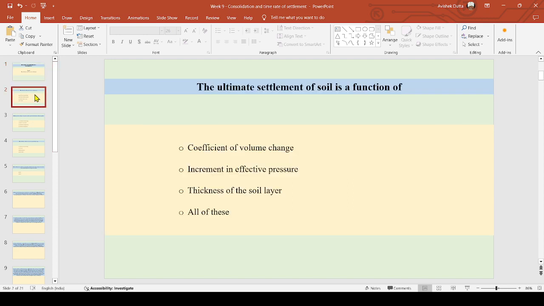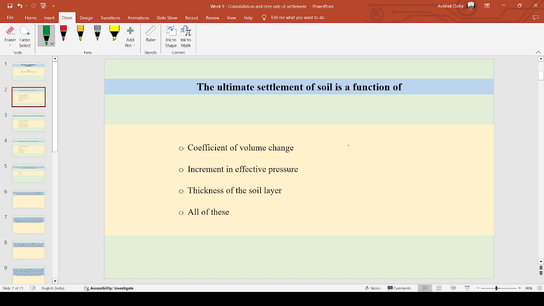The first question was: the ultimate settlement of soil is a function of what? The answer is all of these. Why? If I write the formula, the ultimate settlement, rho f, is mv del sigma h. So mv is the coefficient of volume change, del sigma is the increment in effective pressure, and h is the thickness of soil layer. So the ultimate settlement is a function of all of these. Good. All right. Next question.